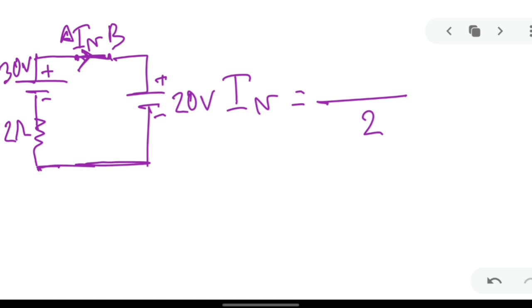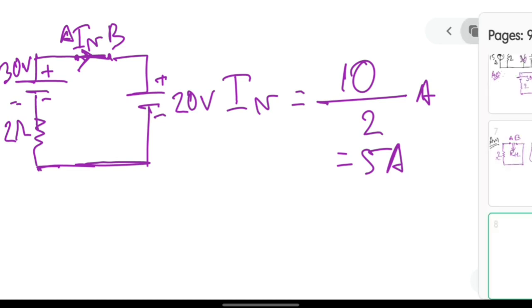Okay, so here it is minus, 30 minus 20, the equivalent voltage from this circuit, it is 30 minus 20, it is 10, means 5 ampere. The Norton's current is 5 ampere. At last, we need to draw the final equivalent circuit. And what is the equivalent circuit? It is IN.